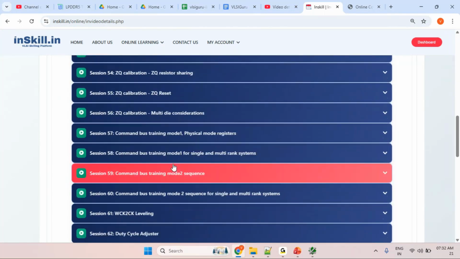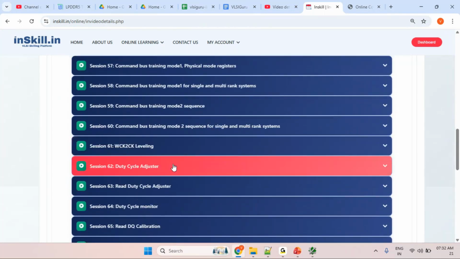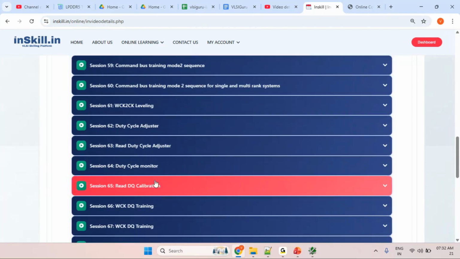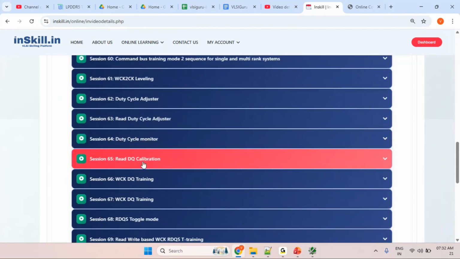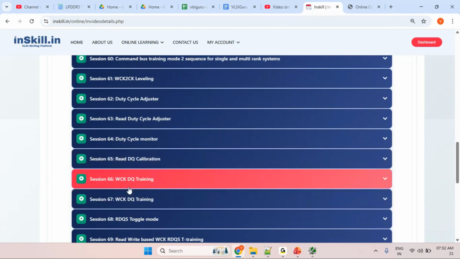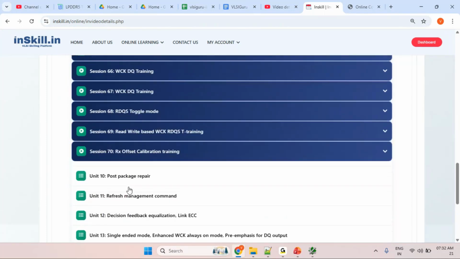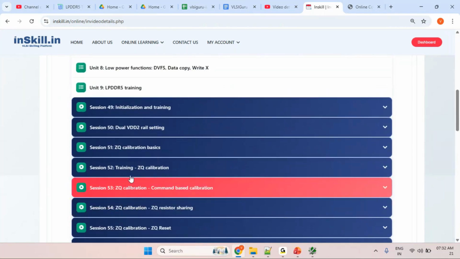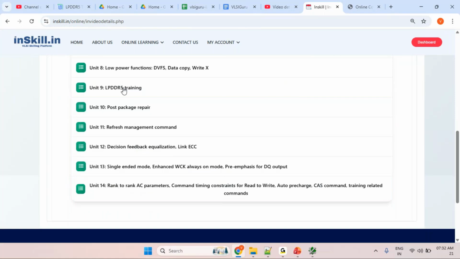It also talks about command bus training mode, all the trainings you could see, the duty cycle adjuster, DQ read calibration, WCK DQ training. So everything it talks about. We cover all the different aspects of the LPDDR5 training.